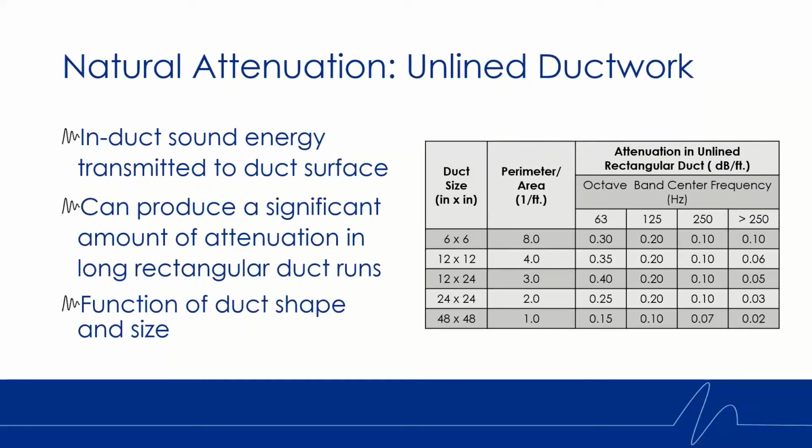So starting with unlined duct. So what happens is the sound energy inside the duct, some of that energy is transmitted to the duct surface. So this is a function of the shape and the size of the duct. Depending on the surface area, we'll have more or less natural attenuation. And what happens is just a negligible amount of vibration that dissipates some of that energy. If there's quite a bit of duct or long duct runs on a system between the source and the occupied space, we can see a pretty significant amount of attenuation.